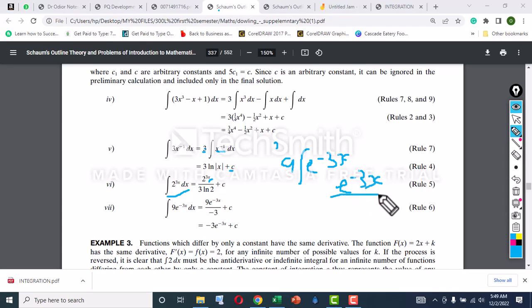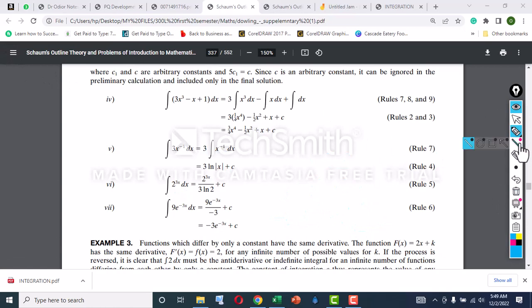Then it will be divided by this minus 3. Then remember to bring in the 9 that you brought out. So 9 divided by minus 3 gives minus 3, so you multiply to get minus 3 e raised power minus 3x. Then you add your plus c. So that is your answer.